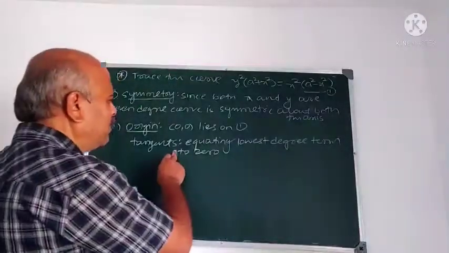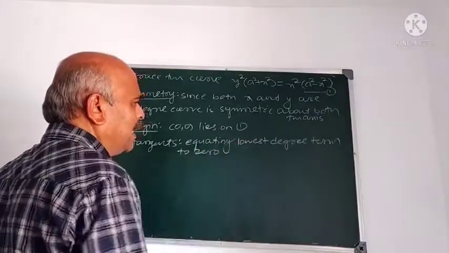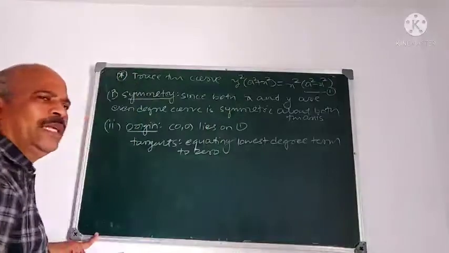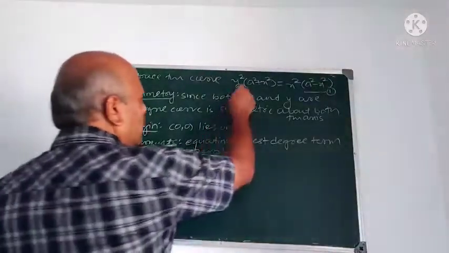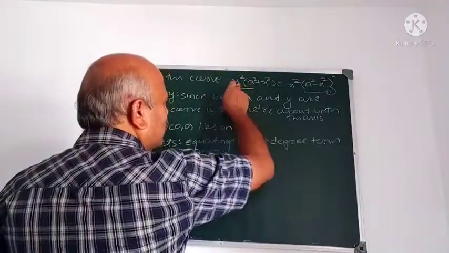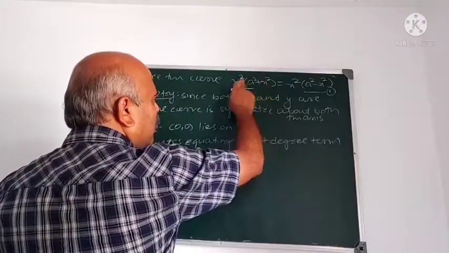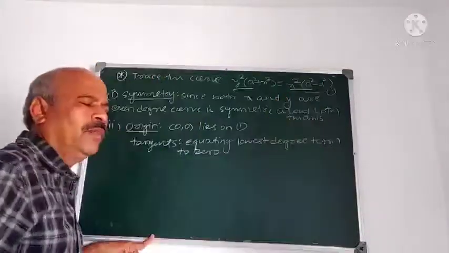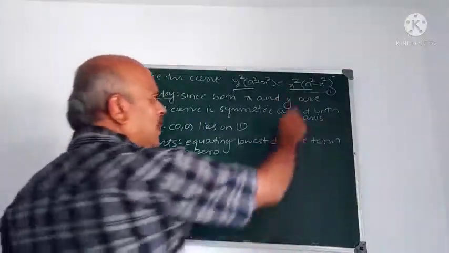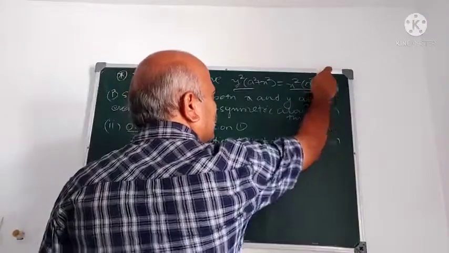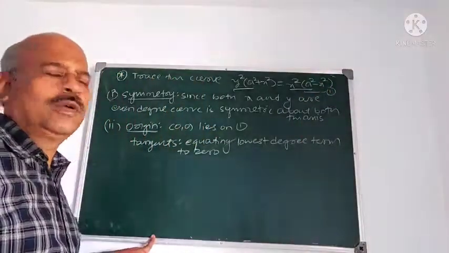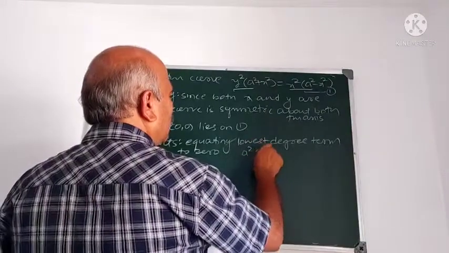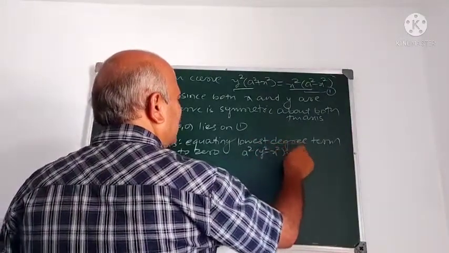Say, how to obtain the tangent? By equating the lowest degree term in the equation to 0. What are the lowest degree terms? You have to collect them on one side, then equate that to 0. See, this is the lowest degree term, y square. Next is degree 4, y square x square, degree becomes 4. Its term, see this term, what is the degree of this term? Again 2. Next, x raised to 4, degree becomes 4. So, the lowest degree term is a square into y square minus x square is 0.